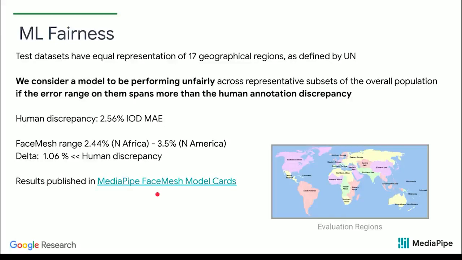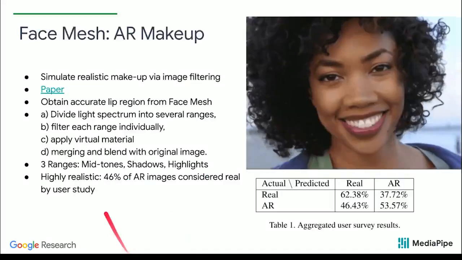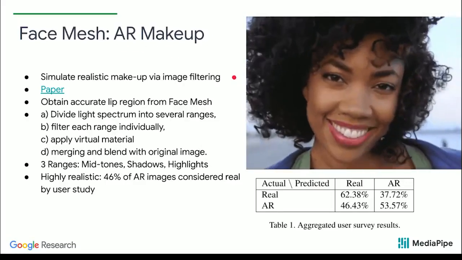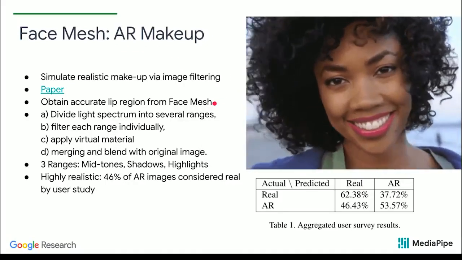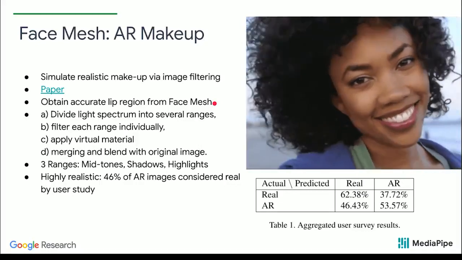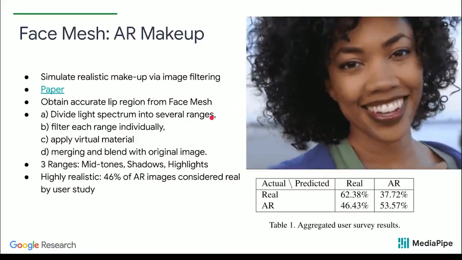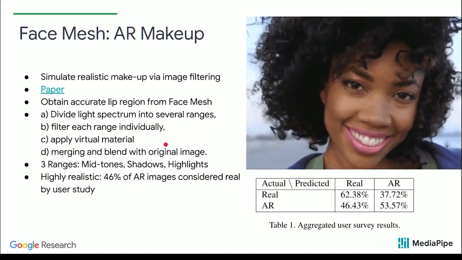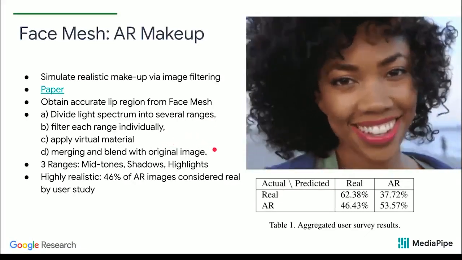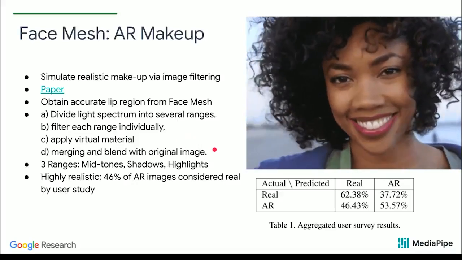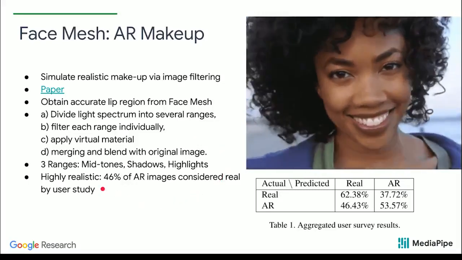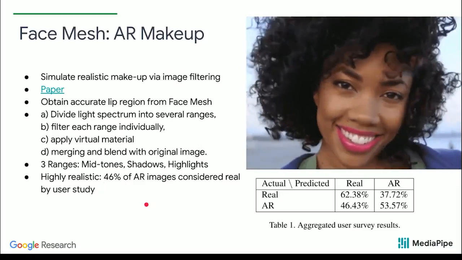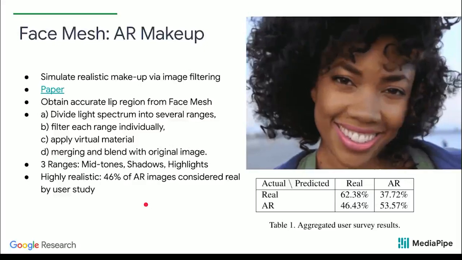Now, let's look at some of the applications of the FaceMesh. Our first application is highly realistic AR makeup via image filtering. For that, we use the FaceMesh to obtain an accurate lip region of the user, and then we divide the light spectrum into several ranges, filter each range individually, apply the virtual makeup, and then we blend it back together with the original image. And when evaluated by users, roughly half consider our rendered AR images to be real.